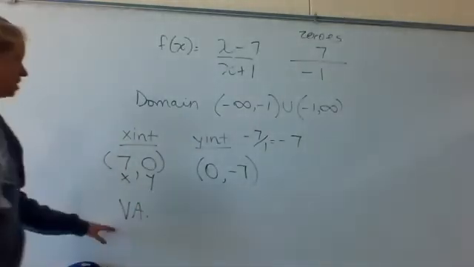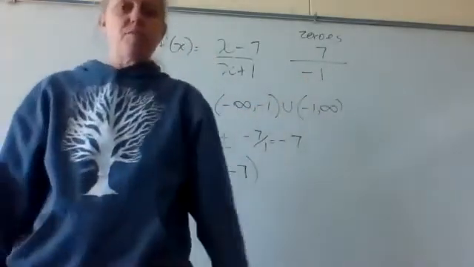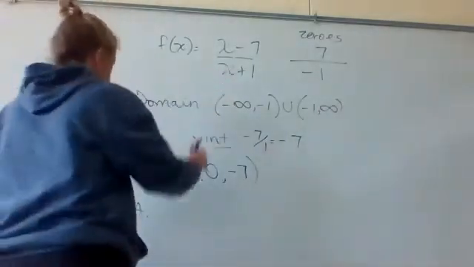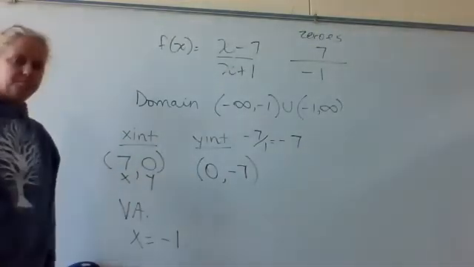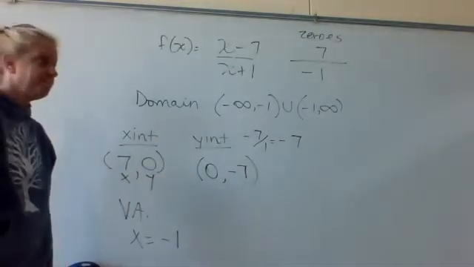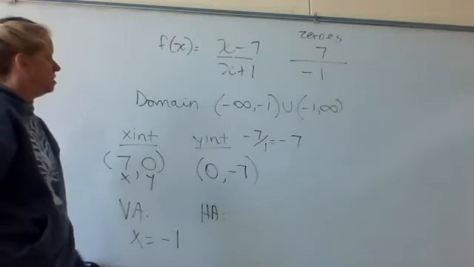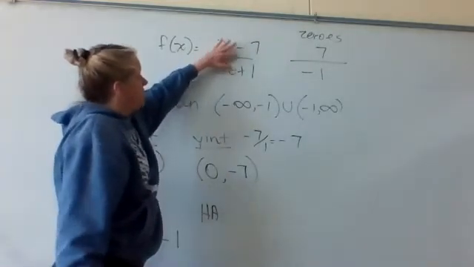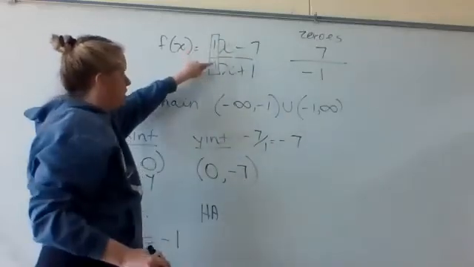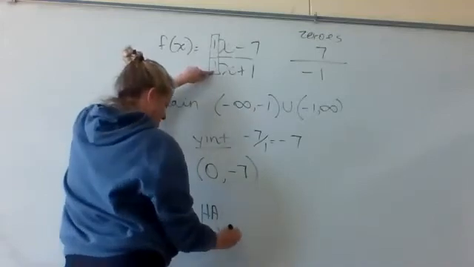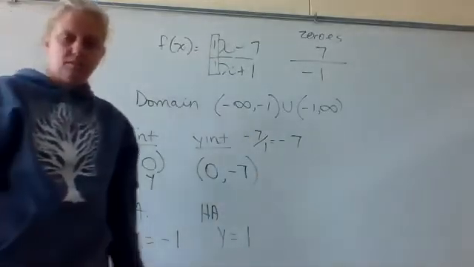Vertical asymptotes. Again, back to the zeros. Zeros of the denominator, as long as they're not also zeros of the numerator, which it's not. So your vertical asymptote is x equals -1. Your horizontal asymptote, since the degrees are the same, the horizontal asymptote is going to be y equals the top's leading coefficient over the bottom's, which is 1/1, which would just be 1, right?